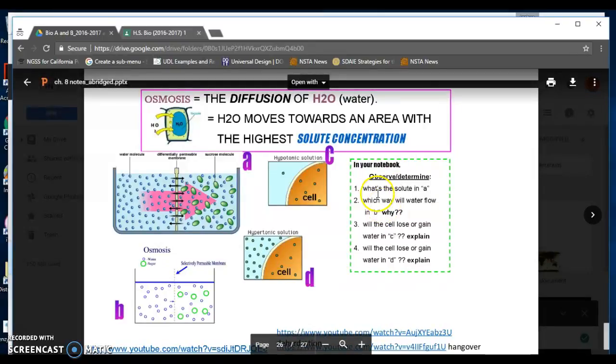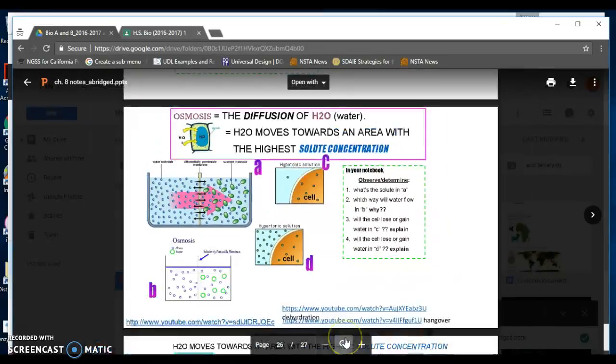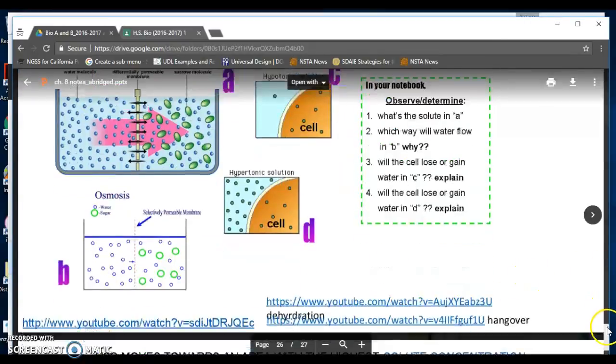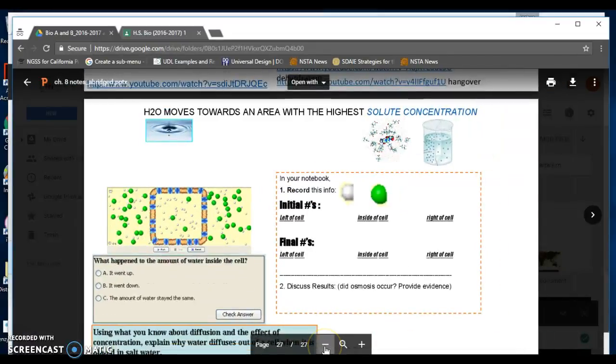Anyhow, what's the solute in A? So example A, what's the solute? Which way will water flow in B? So you have water over here, water over here. Again, you may need to zoom in so you can better see the word. Oh, there you go. So you can tell the water is the blue circles and sugar are green circles. Anyway, moving forward, you just move and look at each situation. All right, we're almost done here.